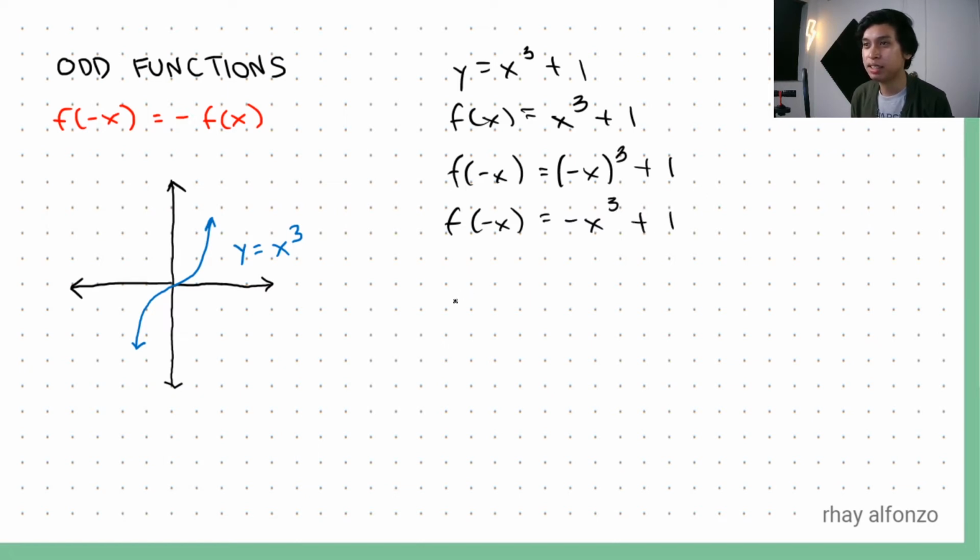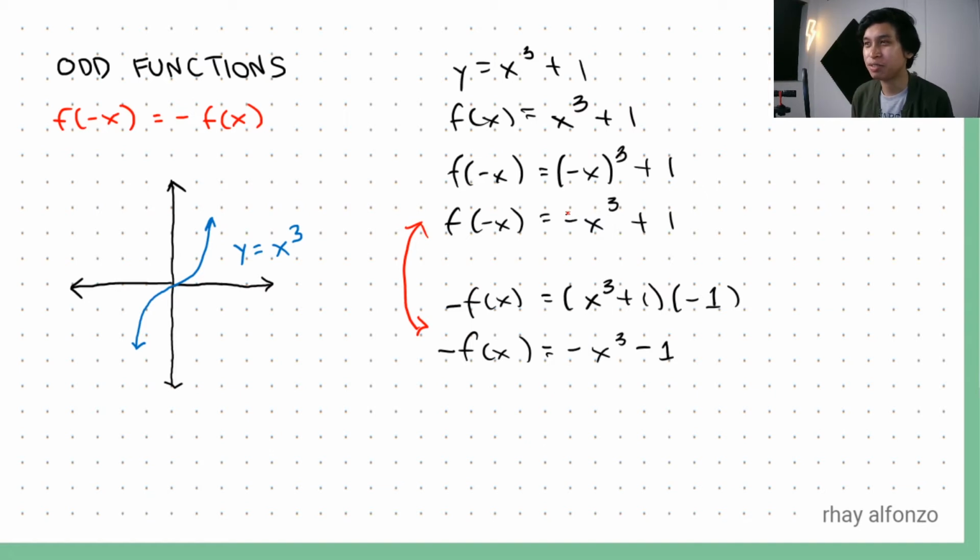Now let's find negative f of x. To do that, we multiply our original function f of x with negative 1. So our original function is x cubed plus 1 multiplied with negative 1. That would give us negative x cubed minus 1. So that is our negative f of x. Now let's compare again f of negative x with negative f of x.